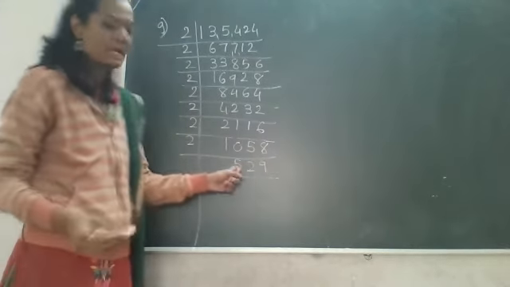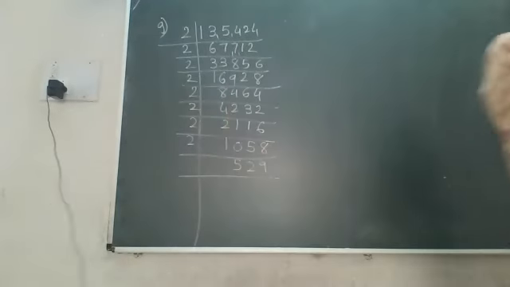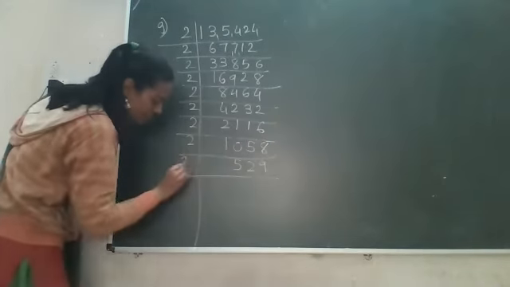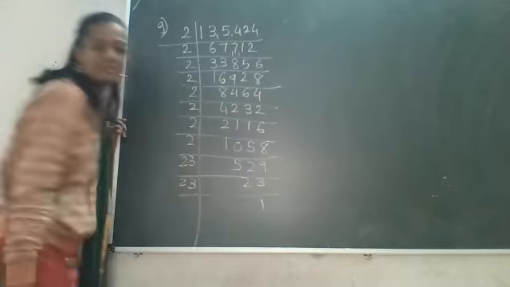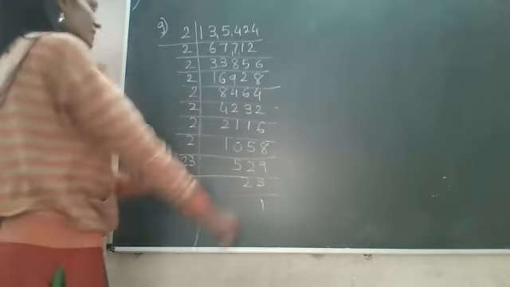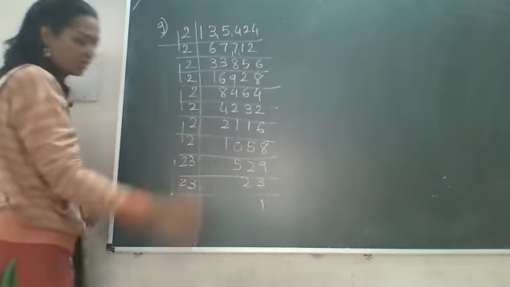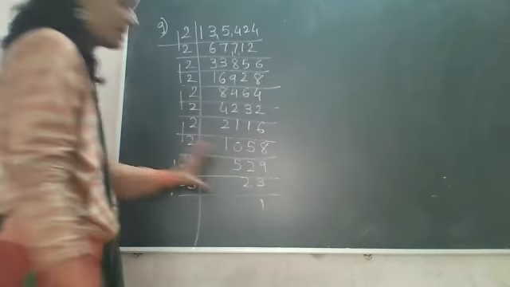Now you understood that 529 is whose square is 529 now? 23 square. So this is very helpful. If you know this square, then you easily get the answer. Okay, that's why I'm just telling you. This 1, 2, 3, 4, and this 5. So our answer is this factorization is correct. Okay, now going next.